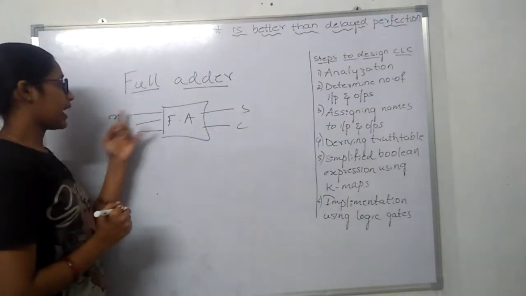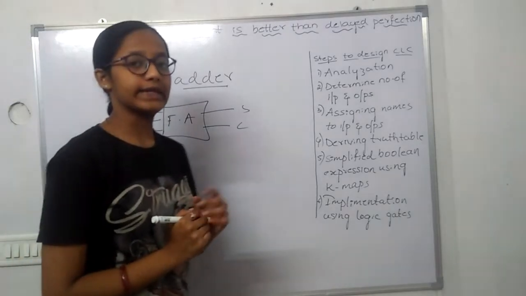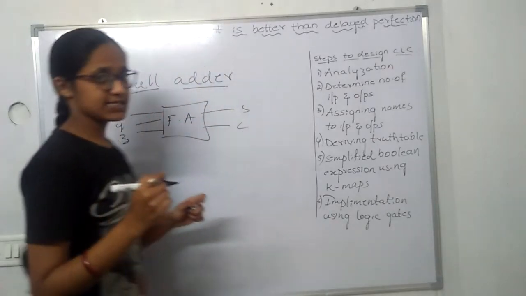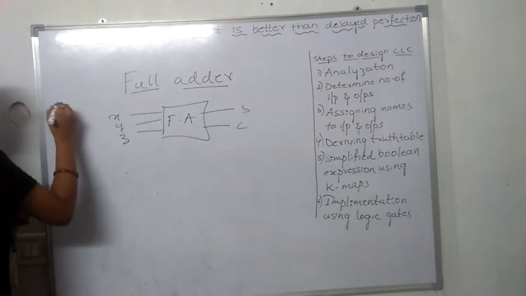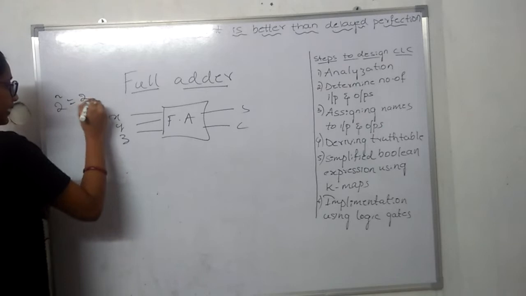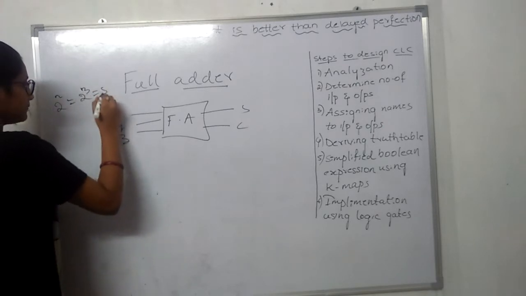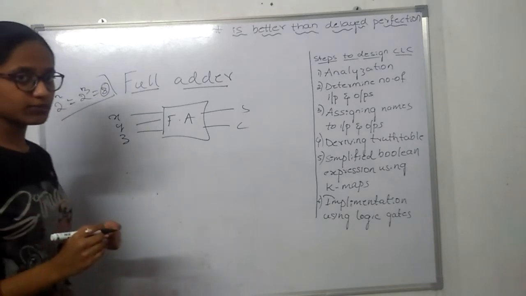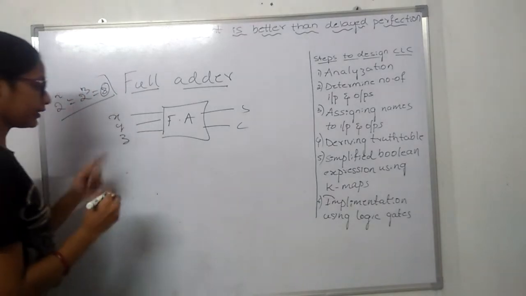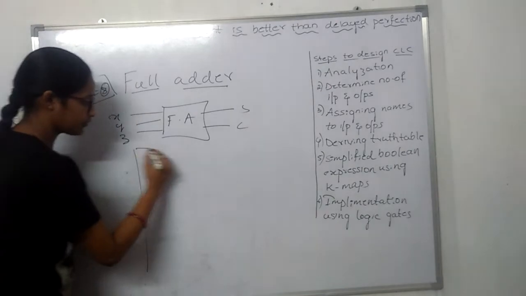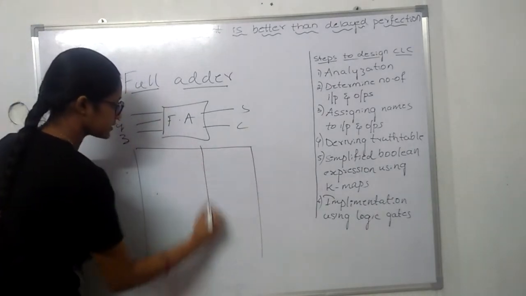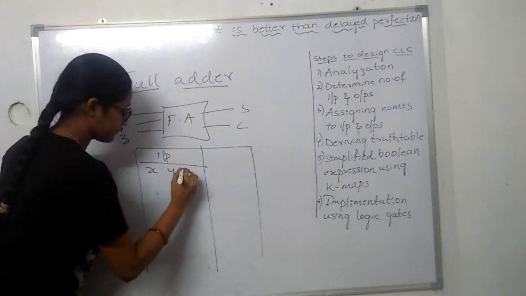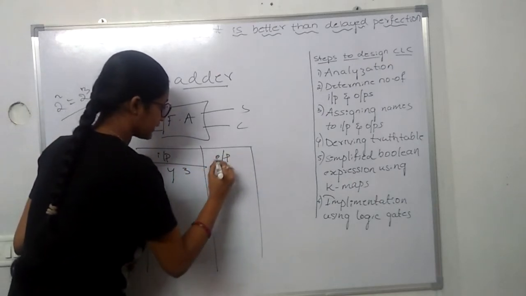Here we have 3 inputs, so we get 8 combinations. It is based upon 2 power n, where n is 3, so we get 8 combinations for the inputs. Let me draw the truth table for inputs X, Y, Z and outputs sum and carry.